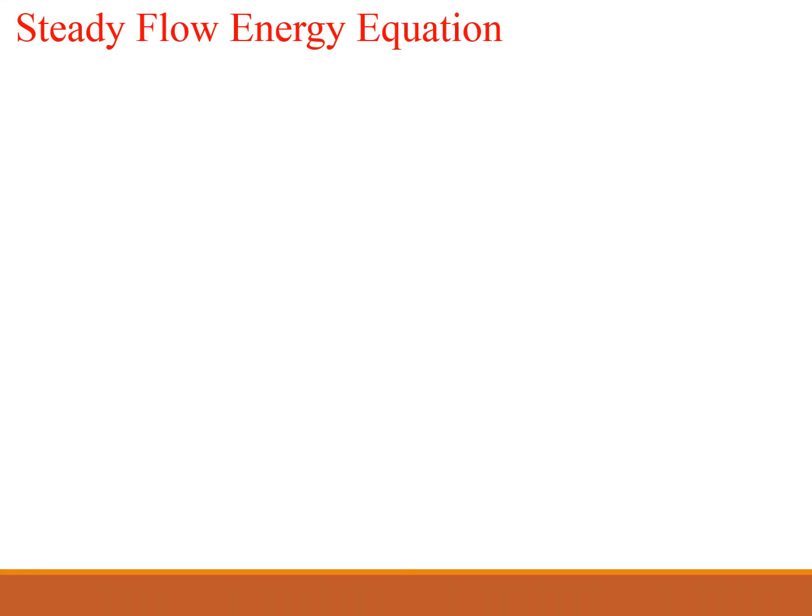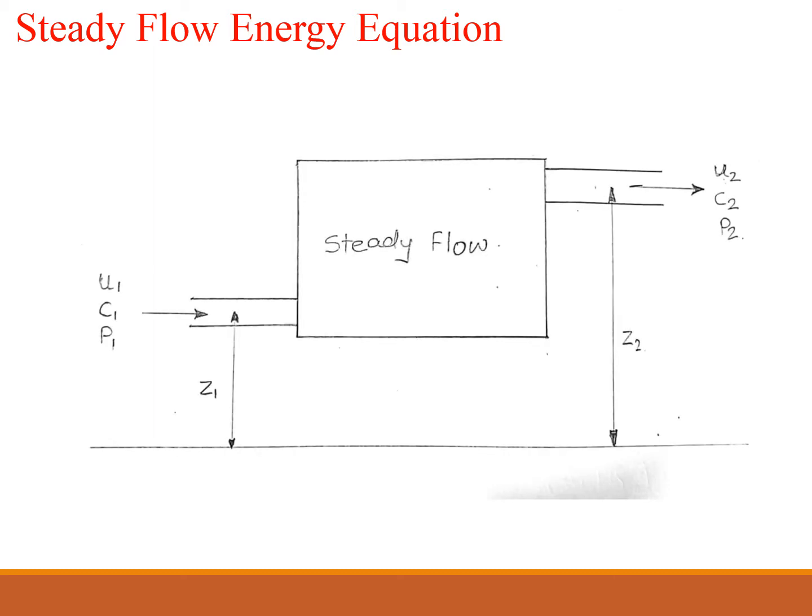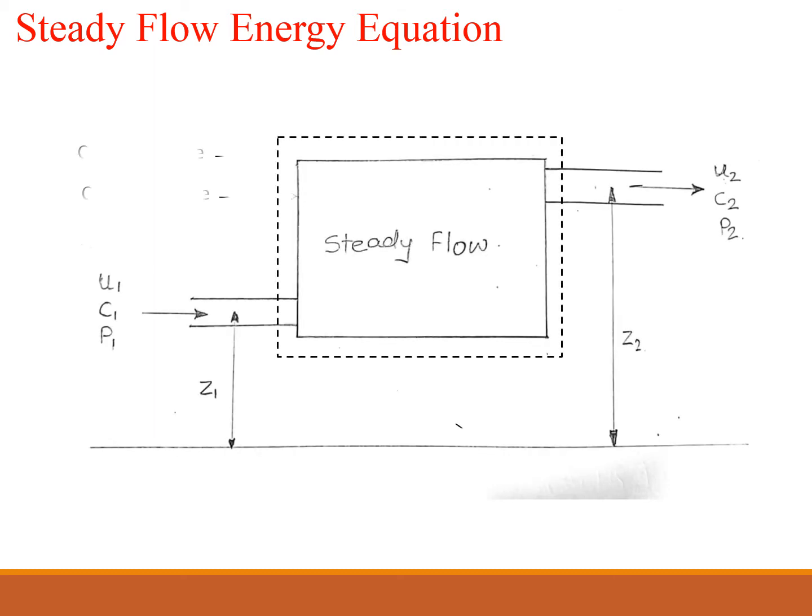Steady flow energy equation. A steady flow process is defined as a process in which conditions within the control volume do not vary with time. Mass flow rate remains constant within the system. The state of energy of the fluid at the entrance and exit of the control volume does not vary with time. So you have a steady flow process where mass enters at section 1-1 and exits at section 2-2.